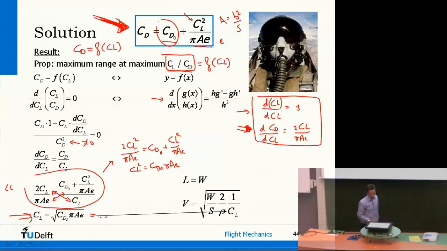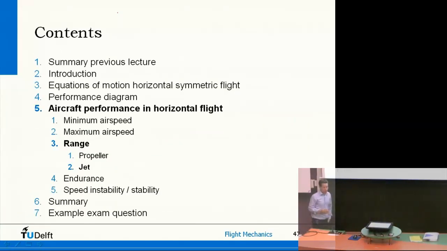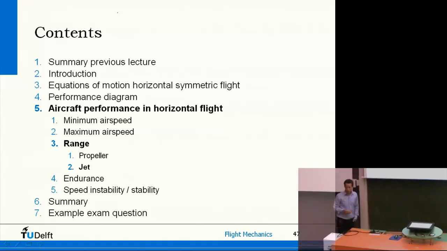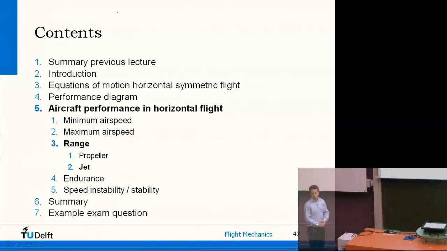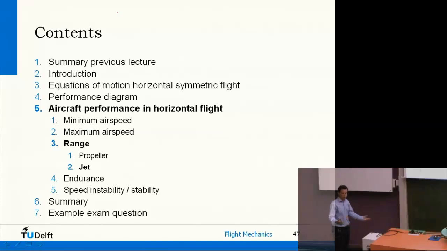Okay, so that was the range of a propeller aircraft. And now I'm going to look at the range of a jet aircraft. And the range is actually slightly different, and that's due to the fact that you have a different propulsion system. So we always start with an assumption for the propulsion system, and due to that, you get a different solution for this problem.